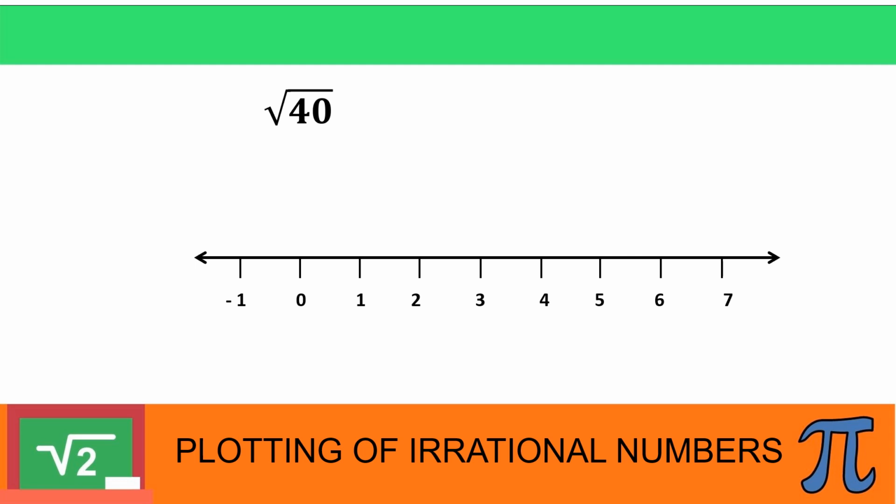This time, let us plot square root of 40 on the number line. So square root of 40 is in between 6 and 7. So ibig sabihin dito natin makikita si square root of 40. The approximate value of square root of 40 is 6.32. So if this is 6.5, that means we need to move closer to 6. Okay? So this will now be the square root of 40.